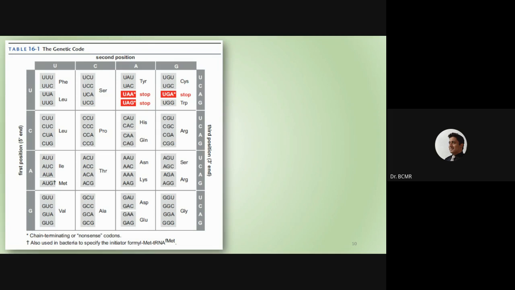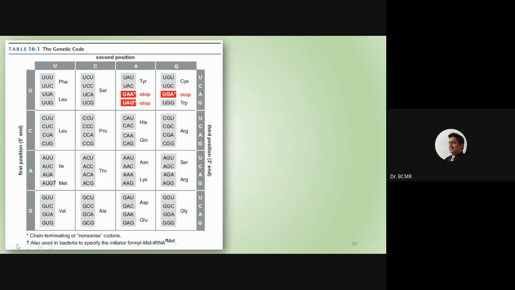We are discussing the chapter on translation. In the last class, we learned some things about the genetic code and the structure of tRNA and so on. So we'll continue that today, and I would want to start with some of the things that I haven't discussed in the last class.